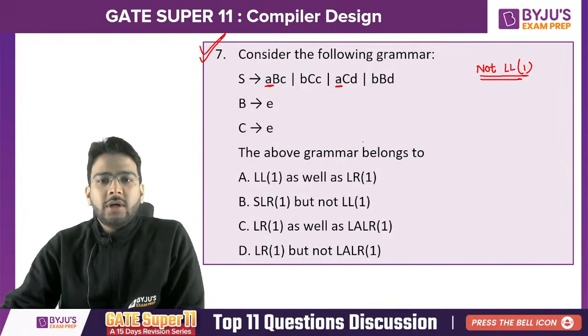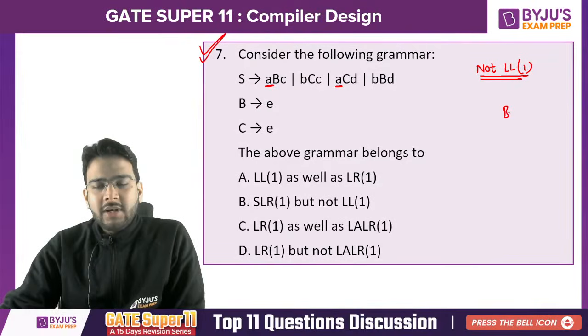Right? Now, what about LR0? We know this if we are going to talk about LR0. So here I will be getting something like this. On E transition, I will be getting E dot and C derives E dot in a single state.